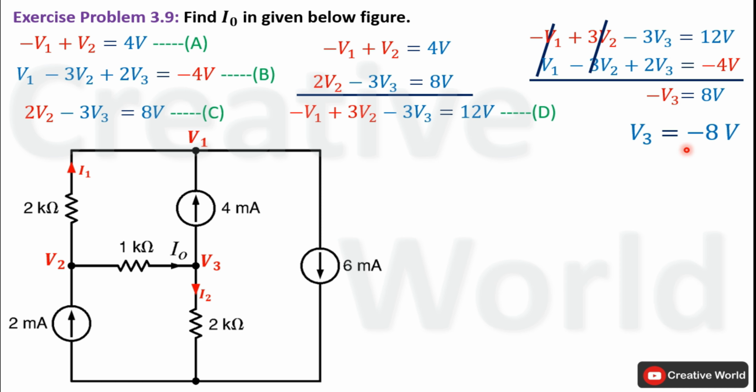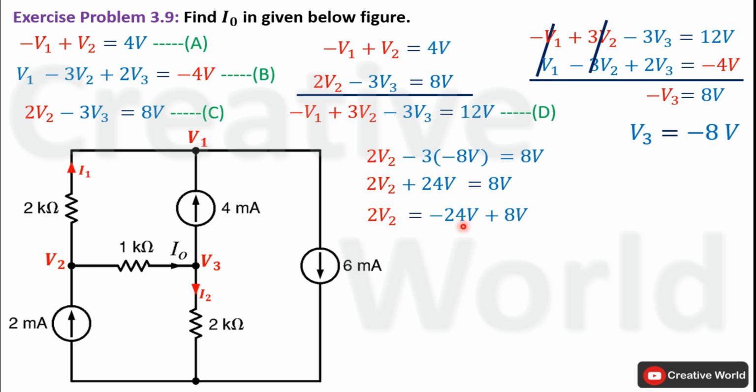After calculating the value of voltage V3, we will place this value inside this equation C to find out the value of voltage V2. So in this equation C, V3 is replaced with minus 8 volt. Now open these brackets and multiply minus 8 volt and minus 3 together. The equation will become 2V2 plus 24 volt is equal to 8 volt. Place this 24 volt on the other hand side of equal. It will become minus 24 volt. Add these values together. Their resultant will be equal to minus 16 volt.